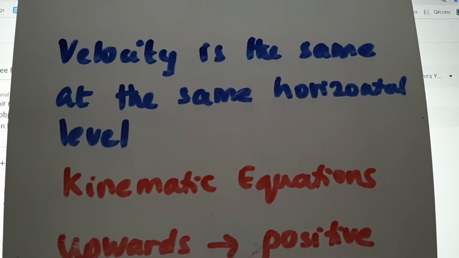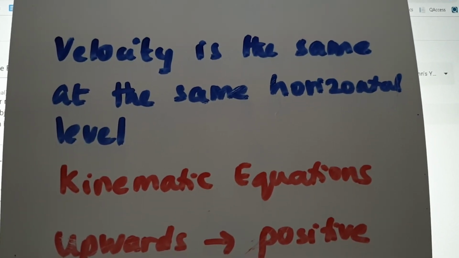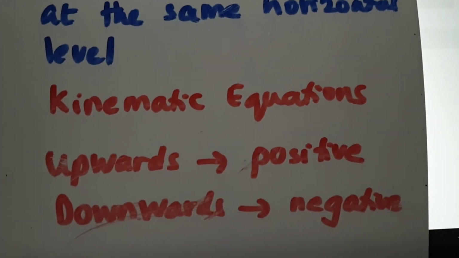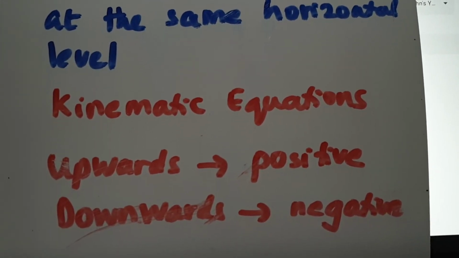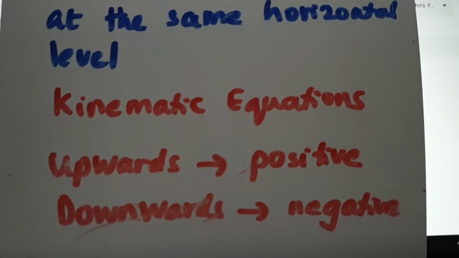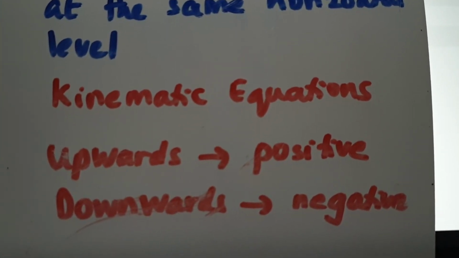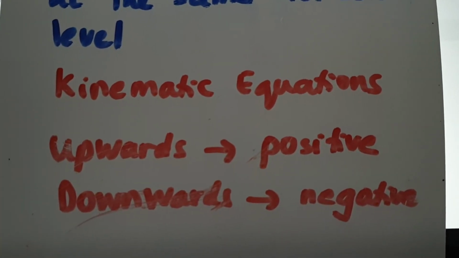However, because something could be moving up or it could be coming down, we need to remember that these quantities of displacement, velocity, acceleration are all vectors. So in order to avoid mistakes, we use anything that's going upwards as positive and anything that's coming downwards as negative. So if you remember to do that, you should be fine.